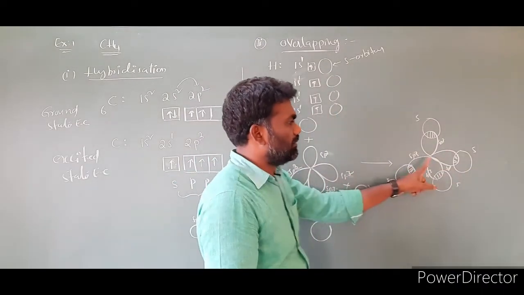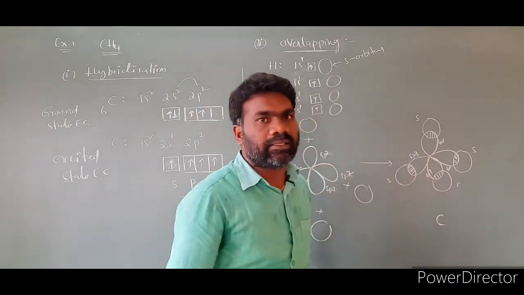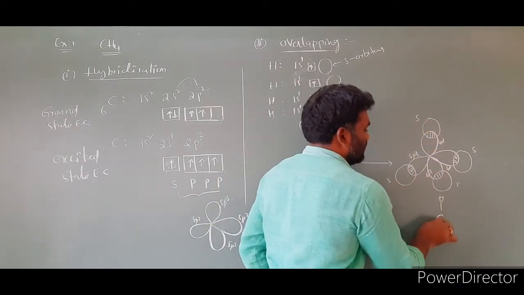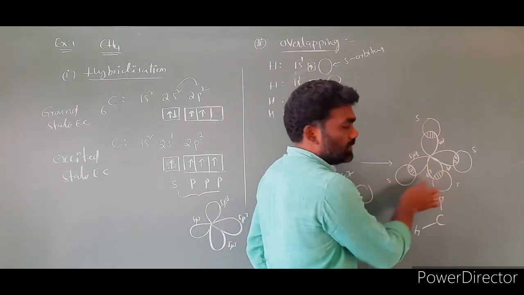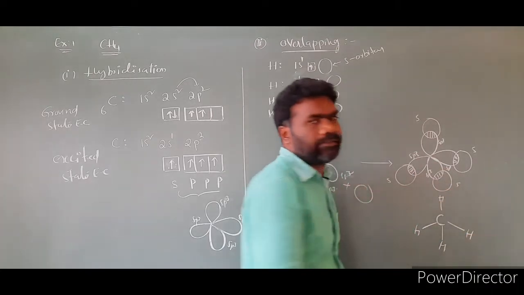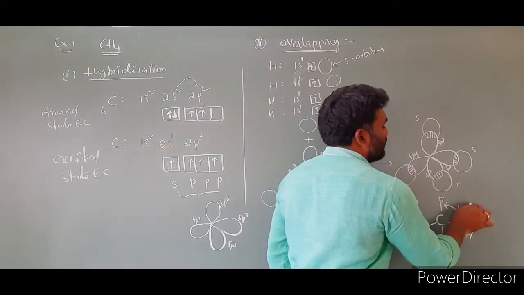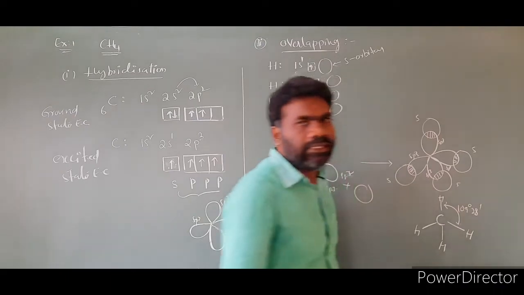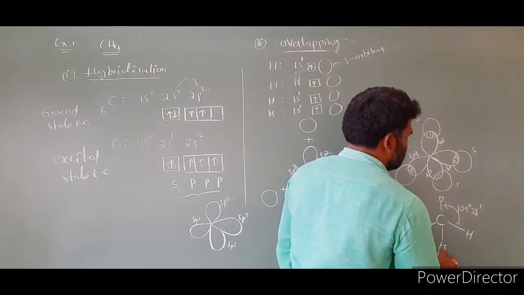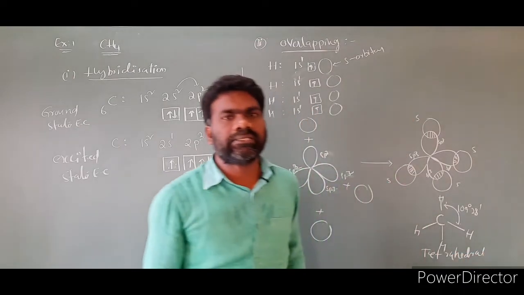Then what is the structure? In the middle we keep carbon, carbon at the middle. There are 4 hydrogens. This is the first hydrogen, this is the second hydrogen from this direction, this bond is the third hydrogen, and this bond is the fourth hydrogen. The angle between any 2 hydrogens will be 109 degrees 28 minutes. This shape is called tetrahedral. The shape of the molecule is tetrahedral.